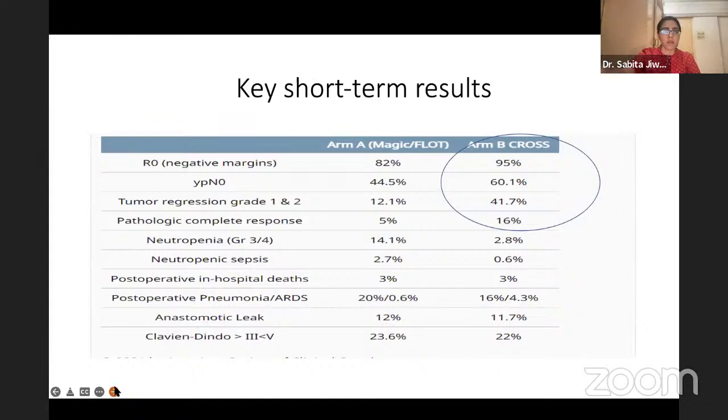95% of the patients had an R0 resection. The ypN0, the pathological nodal response, was 60%. The tumor regression grade was 4 times that seen in the MAGIC or FLOT study, and pathological complete response was 3 times as much. But still, if you look at the survival, it is the same in both the arms. So even with a better R0 and a better pathological complete response, they have not been able to show improvement in survival over the perioperative chemotherapy arm.